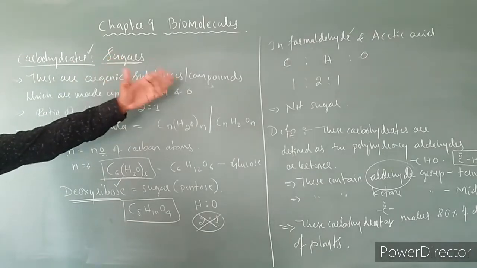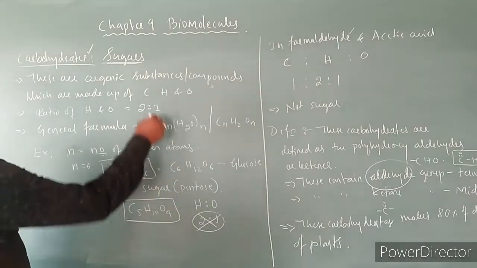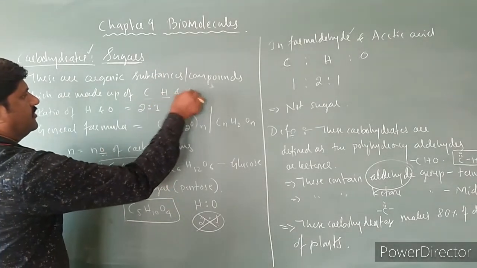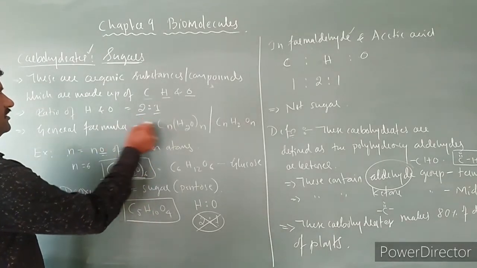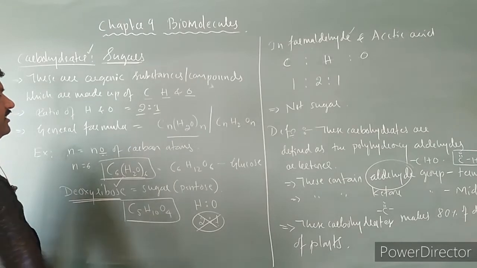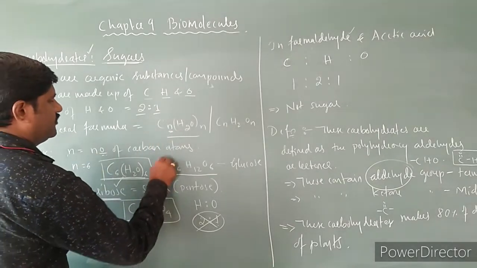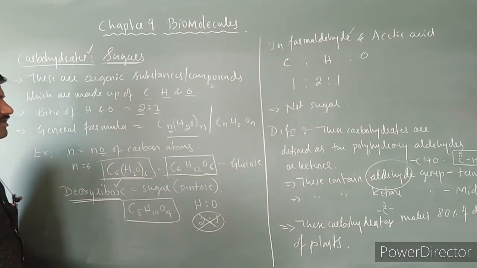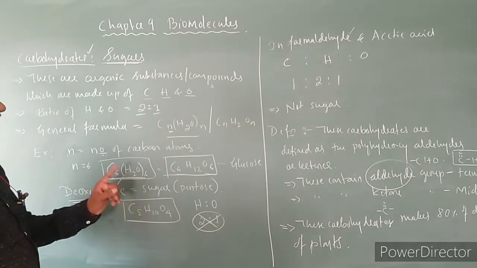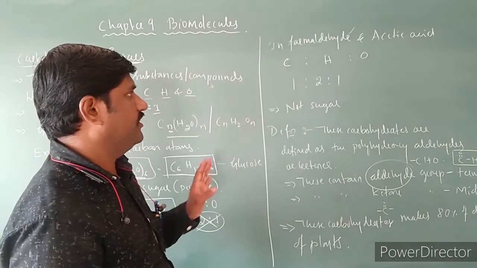These are organic substances or compounds which are made up of CHO. So mainly they consist of carbon, hydrogen as well as oxygen. The hydrogen to oxygen ratio is 2:1. So this is the general formula of these carbohydrates. And when you take the general formula, if you take the number of carbon atoms as 6, then we get one of the sugars, that is glucose. And deoxyribose is exceptional to this general formula because its hydrogen to oxygen ratio is not 2:1 over here.